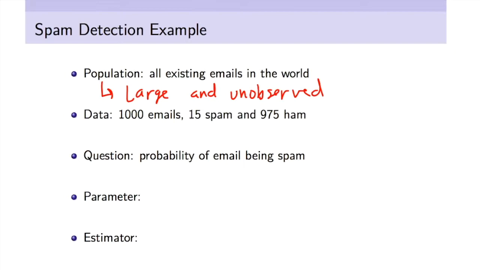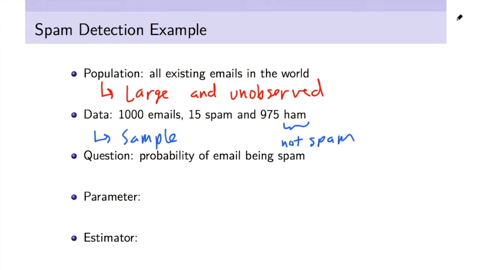But we still have some hope. What we might have is a sample. So we might have, for example, 1,000 emails, and each email is labeled to be spam or ham, which means that it's not spam. So ham just means not spam. And this data is our sample. And we can use the sample to make inference about the population of all emails. I should mention that everything I'm writing in red is related to the population, whereas everything I'm writing in blue is related to the sample.